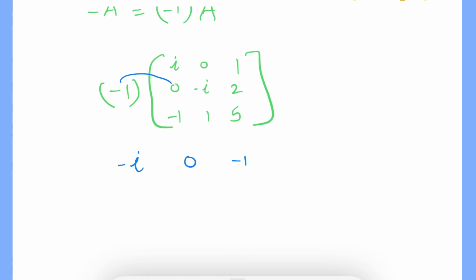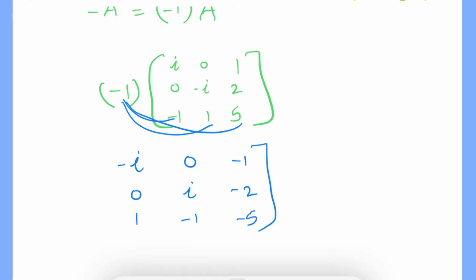Minus 1 into 0 0, minus 1 into minus i plus i, minus 1 into 2 minus 2. The same with the third row also. Minus 1 into minus 1 plus 1, minus 1 into 1 minus 1, minus 1 into 5 minus 5. So this is the additive inverse of the given matrix A.